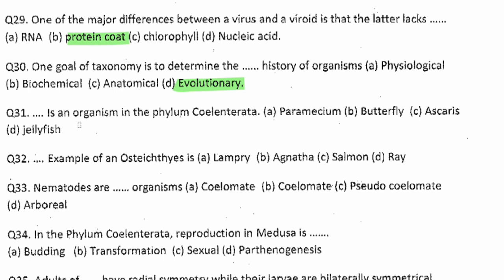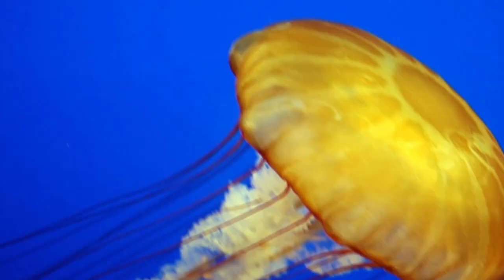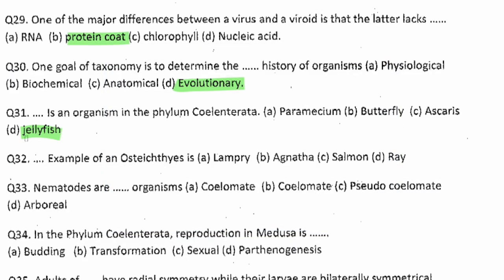Dash is an organism in the phylum Coelentrata. So which organism is in the phylum Coelentrata? The answer is D, jellyfish. Jellyfish is under the phylum Coelentrata.